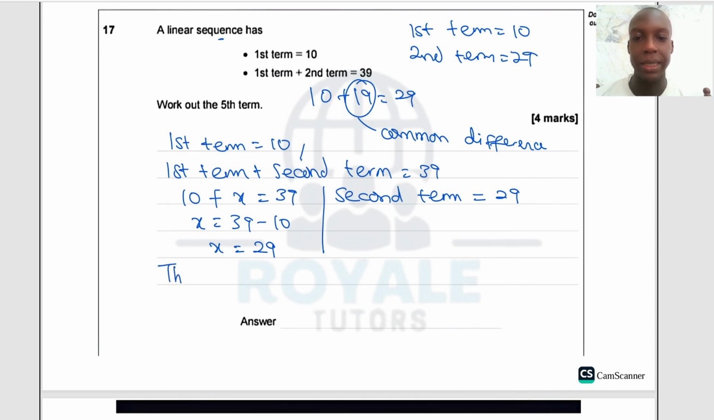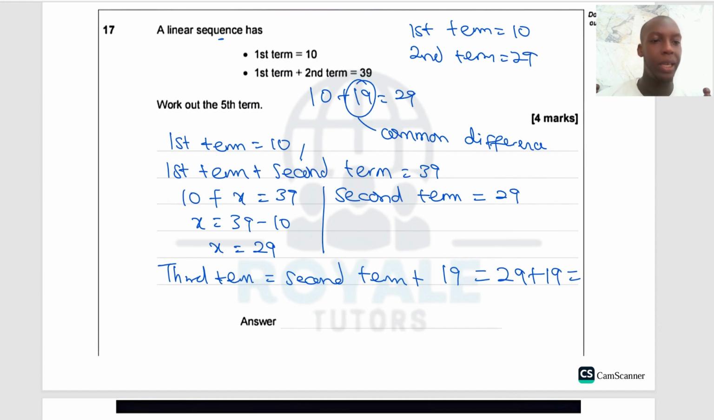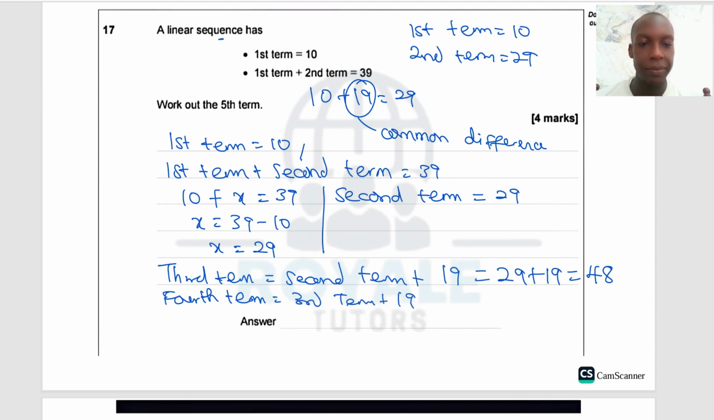So if I want to get the third term, what I do is the second term plus 19, which happens to be the common difference. That's 29 plus 19, which would give me 48. To get the fourth term, it's the third term plus another 19, so 48 plus 19 will give me 67.